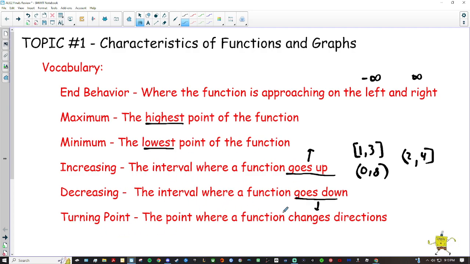Lastly, we've got turning points. The turning point is where the function changes direction. So if we had an xy coordinate plane, and we had a function that was going up, and then bounced down, and then bounced back up, your turning points are those points where the function goes from increasing to decreasing, this point right here, or where it goes from decreasing to increasing, right here. These are called your turning points. It's like the function is turning around.